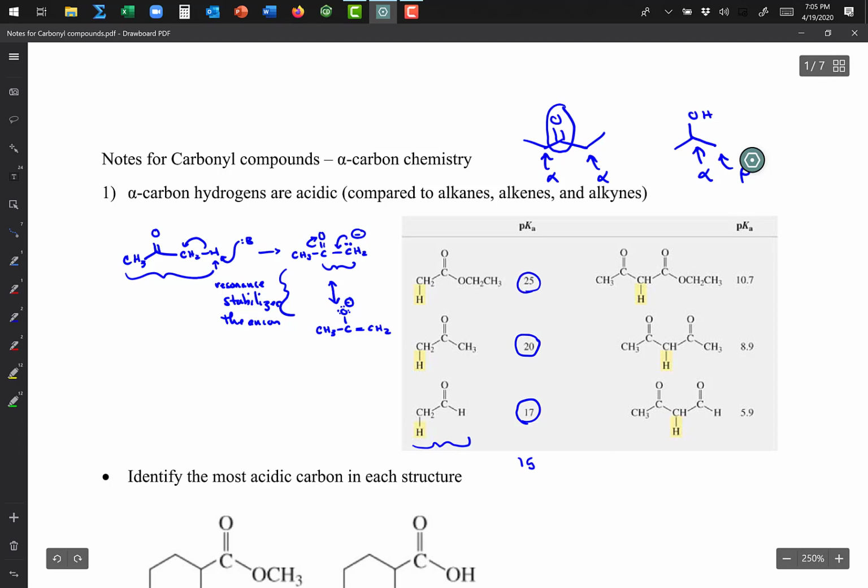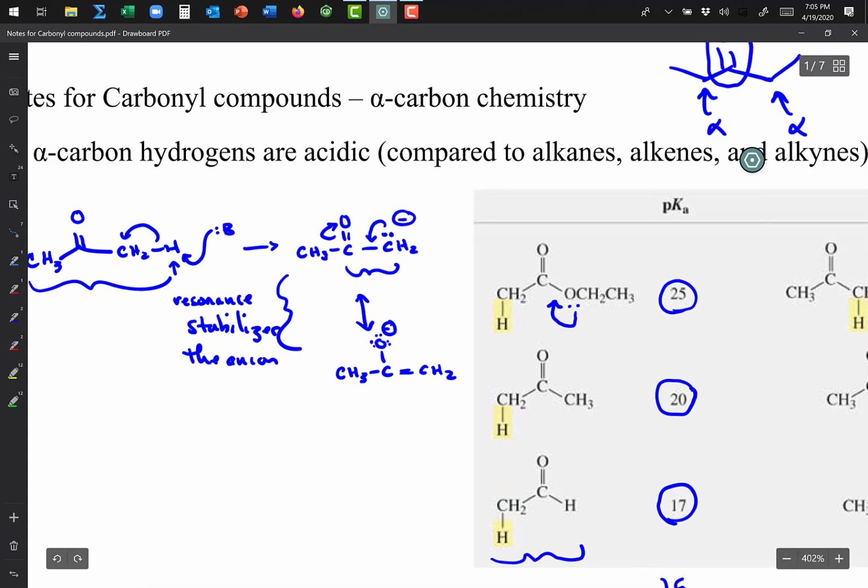Now, the reason for the difference, especially on this one, is easy to understand: this pair of electrons on the oxygen will compete with the pair of electrons on the carbon that's over here. Okay, so there's competition for resonance because this oxygen has a pair of electrons on it, and that competition makes it so that you can't delocalize the negative charge on the alpha carbon as well.